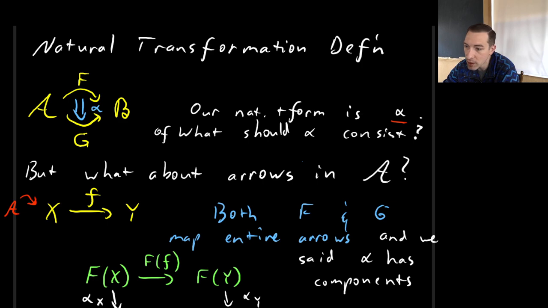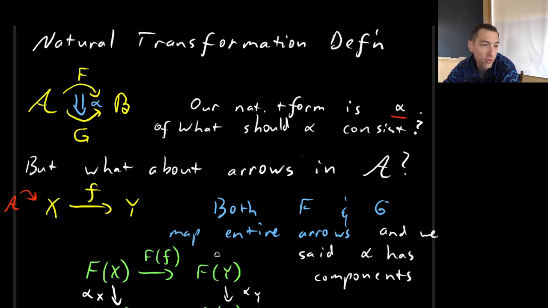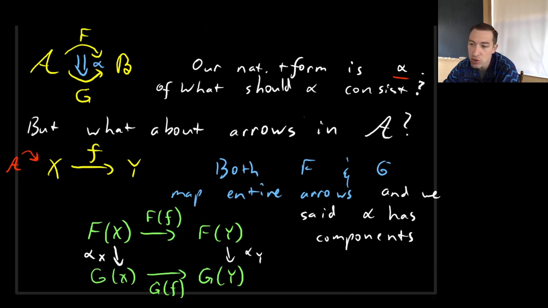Well, let's examine what F and G do to that arrow. Let's remember, F is going to map this whole thing coherently. So is G. So if we look on this top here in green, we've got F of x, F of y, and the arrow F of little f. So this whole relationship is now mapped into B in some way by functor F. And similarly, this whole relationship is mapped into B by G.